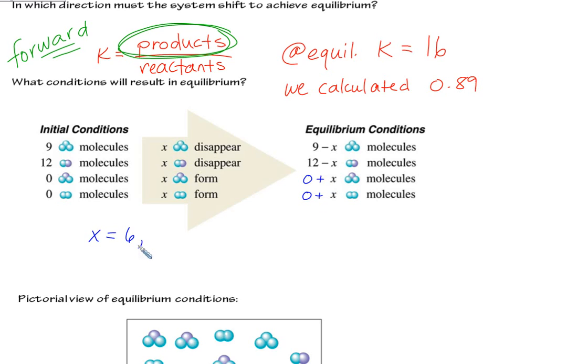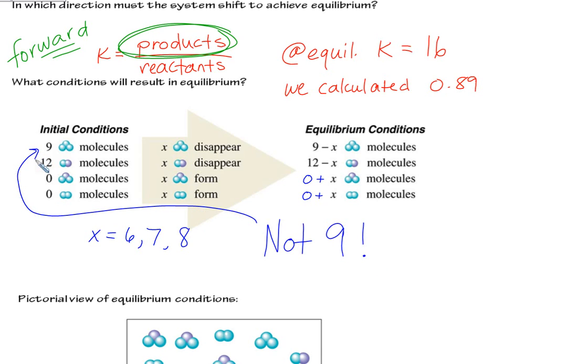We could try 7. We could try 8. Can we try 9? Can we try changing by 9? No, you can't change by 9. We cannot do 9. Because look at this. We only have 9 molecules of that, I'm calling it O3. And at equilibrium, nothing can be 0. If this thing is going forward and reverse, you can't have any zeros. Everything's present. So we cannot change by 9.